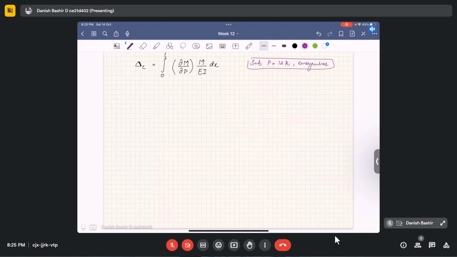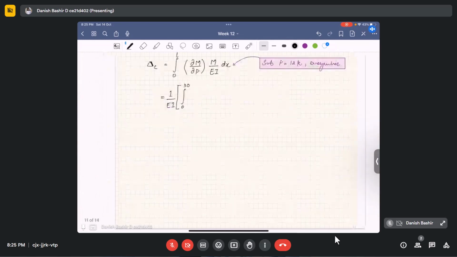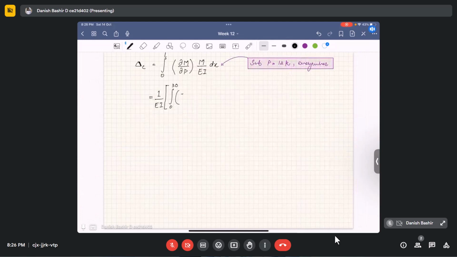So this thing we have to do in this formulation. Since our beam is segmented in two parts, we will write the moment for each part, and since 1 by EI is constant, we can take EI outside. We have to write the long expressions for our integrals. First range is 0 to 30, dou m by dou p, which is minus x by 3, okay, minus x by 3.